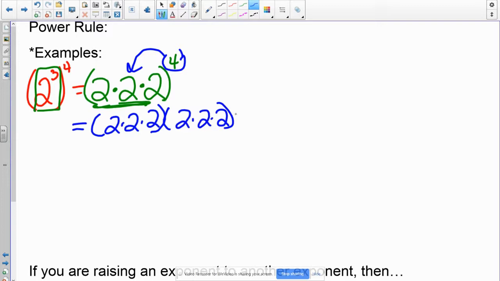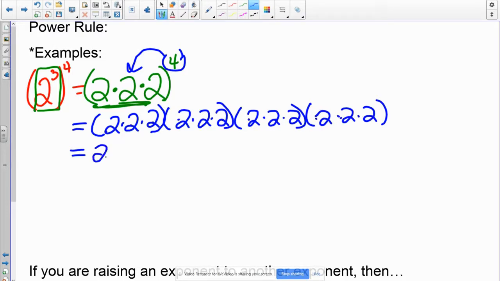Here's to the second power, to the third power, and finally to the fourth power. So if I'm going to simplify this, I would count up how many 2's there are, because notice it's just multiplication. You go back to that product rule that we looked at in the video before, and we would just add up all the 2's here. So 1, 2, 3, 4, 5, 6, 7, 8, 9, 10, 11, 12. So this is 2 to the 12th power.